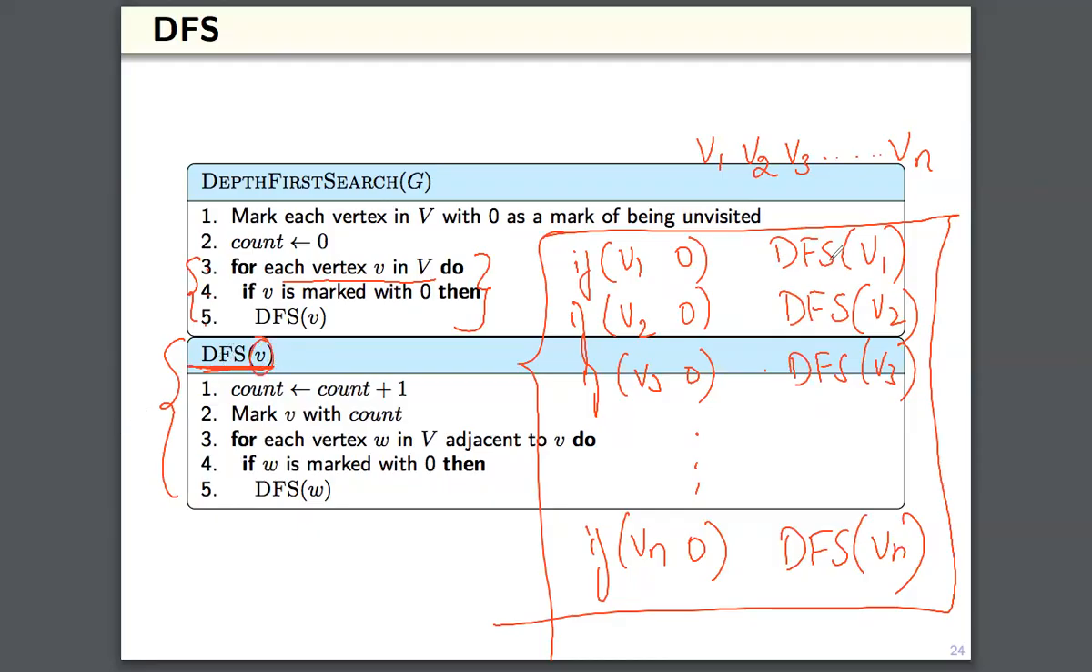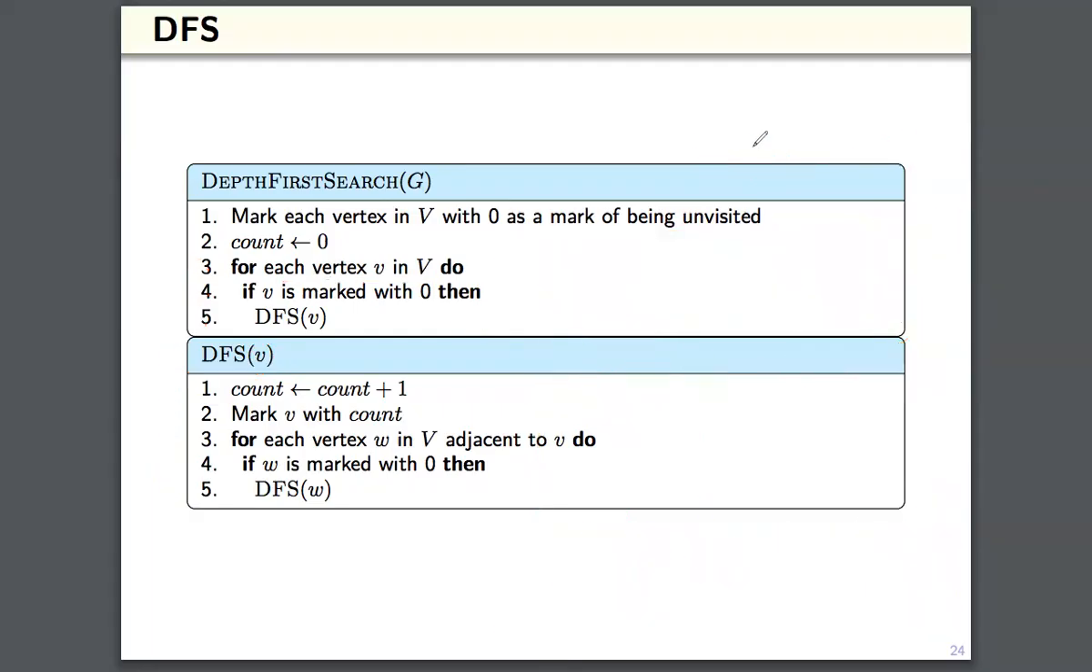DFS of a vertex v, what does it mean? Let's look at DFS of a vertex v. You are given a vertex v, and you want to run the DFS algorithm on this vertex v. Let's see what that means. We will assume that count is a global variable, which means it is accessible directly. Count is equal to count plus 1. We increment the count and we mark v with the count.